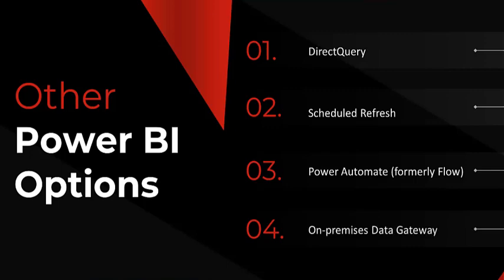4. On-premises data gateway. If your data source is located on-premises, you can install and configure an on-premises data gateway. The data gateway establishes a secure connection between your on-premises data sources and the Power BI service. With the gateway in place, you can schedule regular refreshes for your on-premises data sources, ensuring that the reports reflect the latest data.